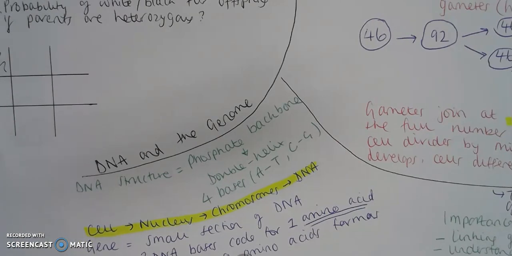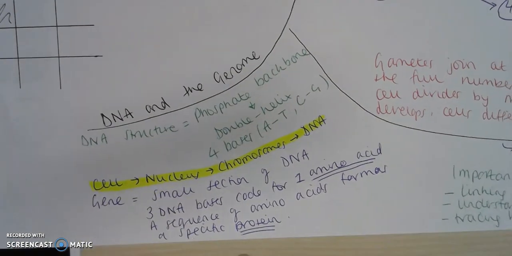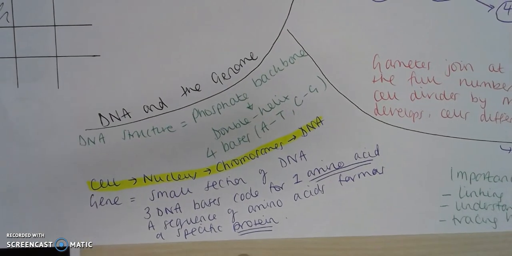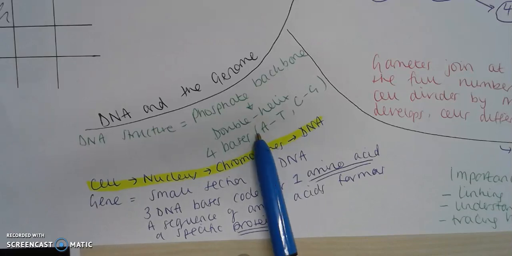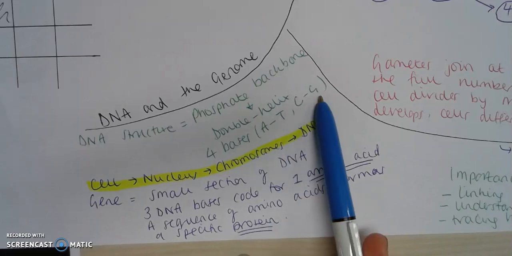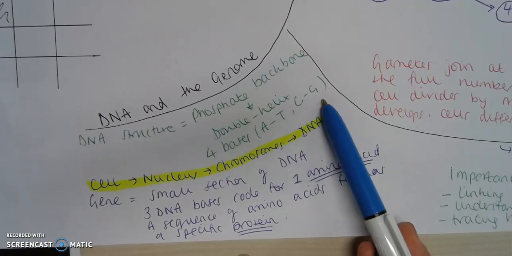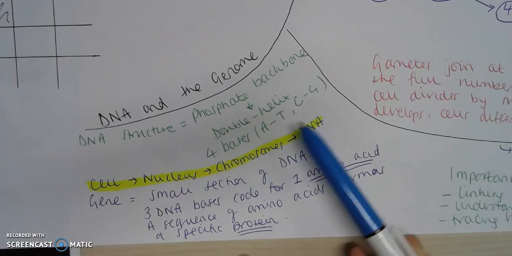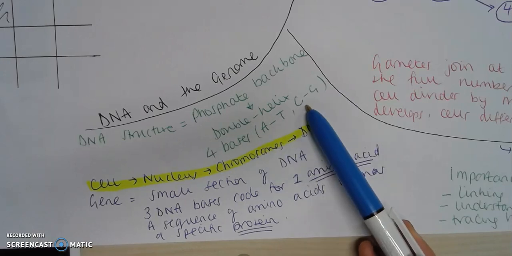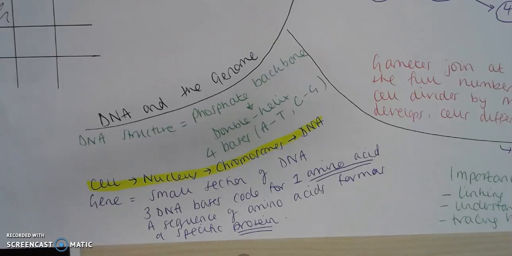DNA in the genome then. We need to be aware of the basic structure of DNA. It's got a phosphate backbone that forms a double helix because there are 2 strands that coil around. It's also made up of 4 different bases. We've got adenine, which will bind with thymine, and then cytosine, which will bind with guanine. So 4 bases: adenine, thymine, cytosine, guanine, and they pair up A to T, C to G to form that proper helical structure that DNA is.